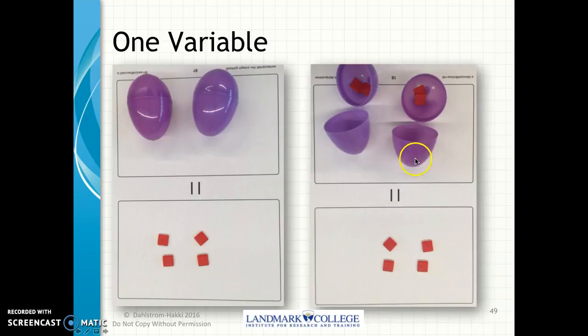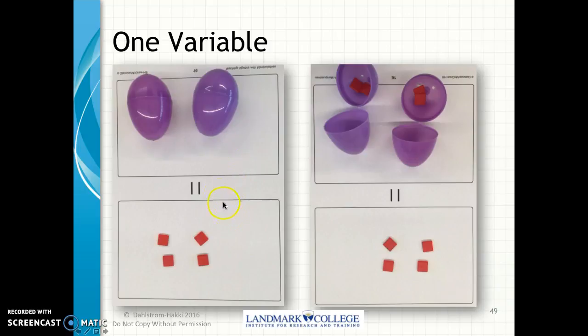So I can then open these red squares and reveal that in fact I have an equal amount in each, that I have 2 in each, and that this total number does indeed equal that number. So you could use this as a way to assess knowledge.